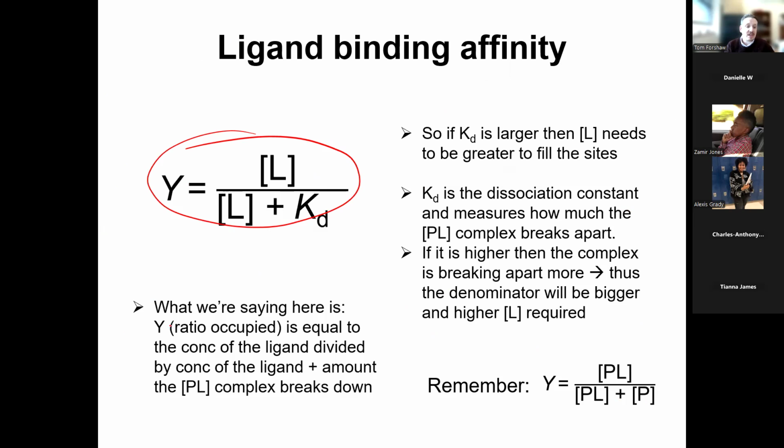It's just saying that the ratio occupied is equal to the concentration of the ligand divided by the concentration of the ligand plus the amount that the complex breaks down. Occupancy is equal to ligand concentration divided by ligand concentration plus break apart. And if you increase ligand concentration, you increase occupancy. But you just have to factor in that it's going to break apart too.